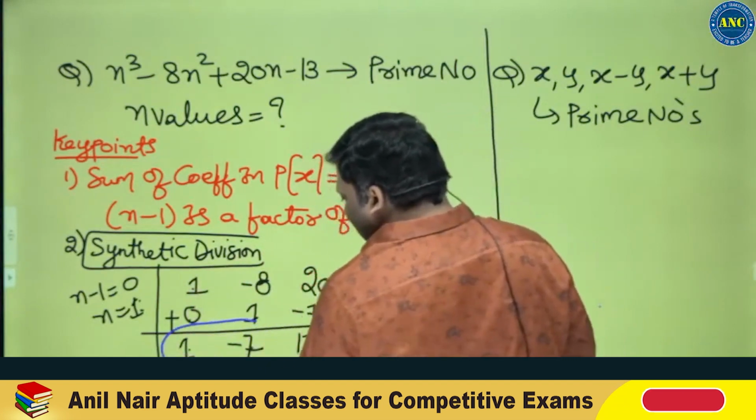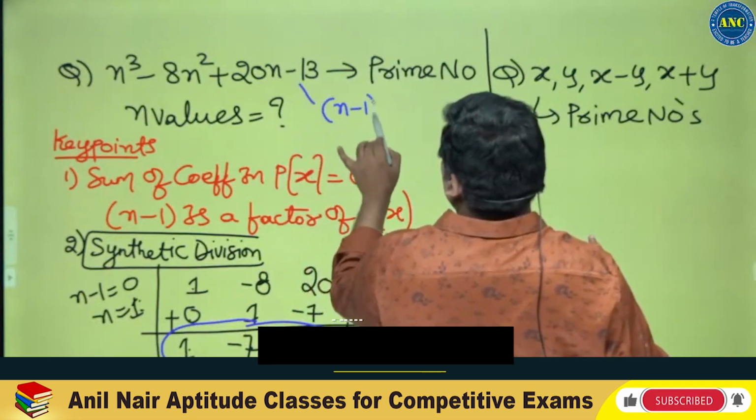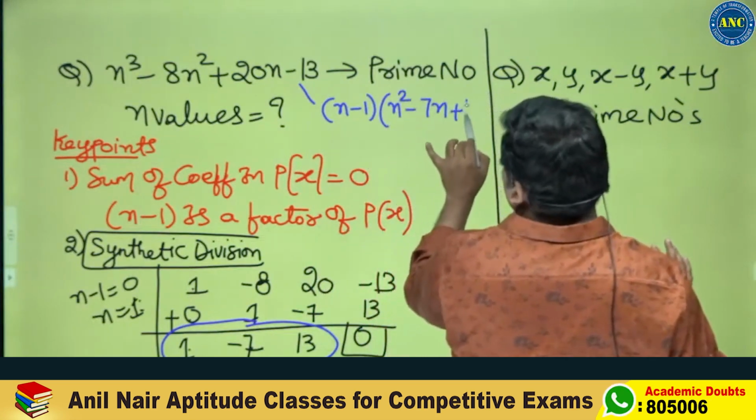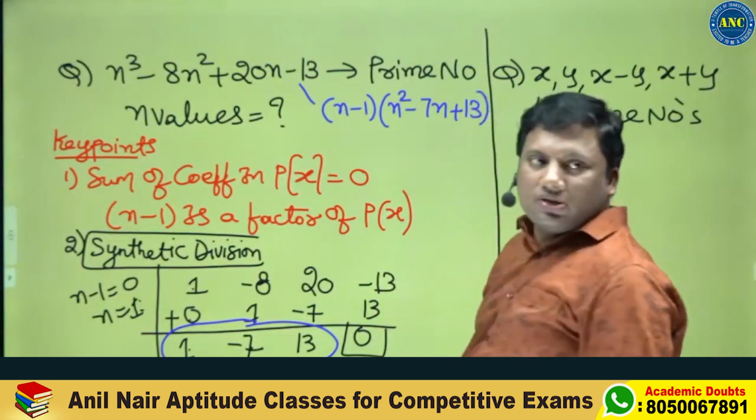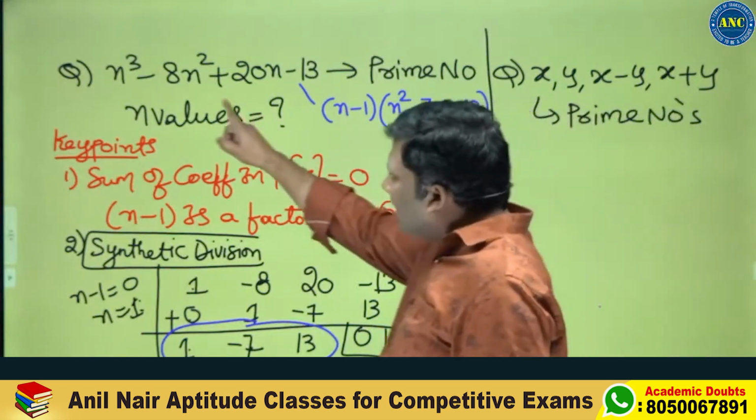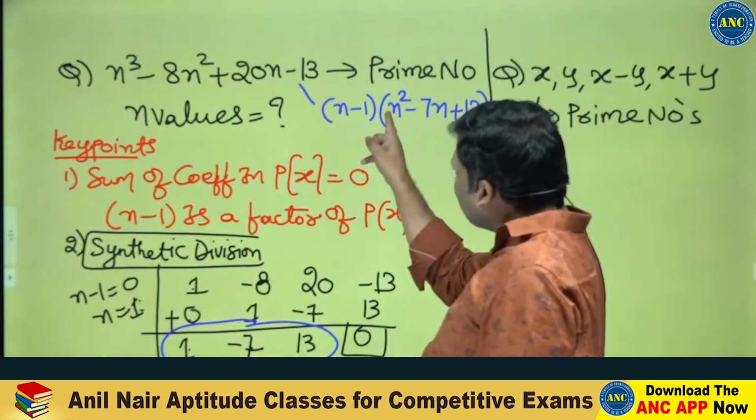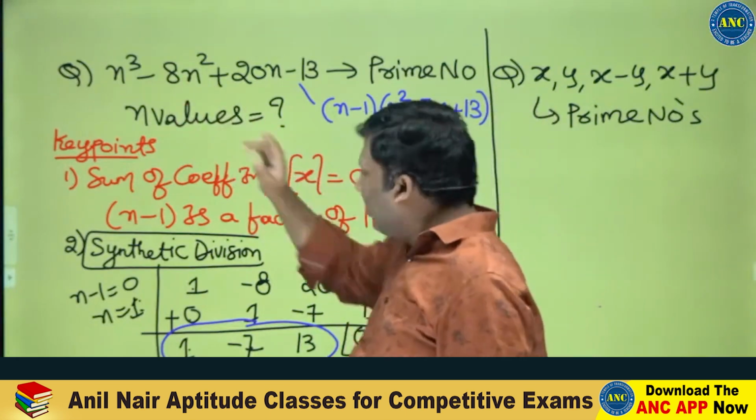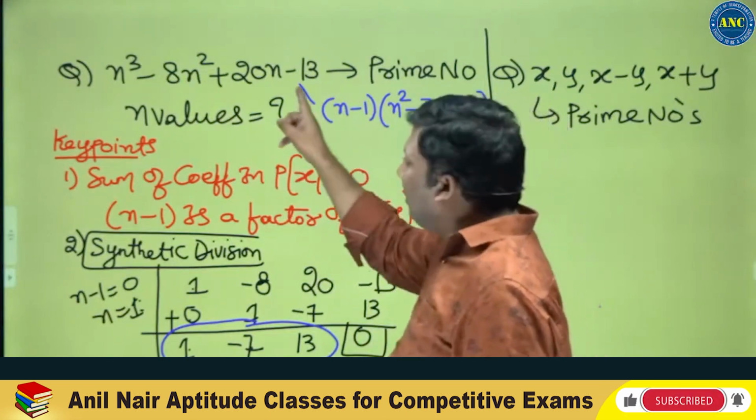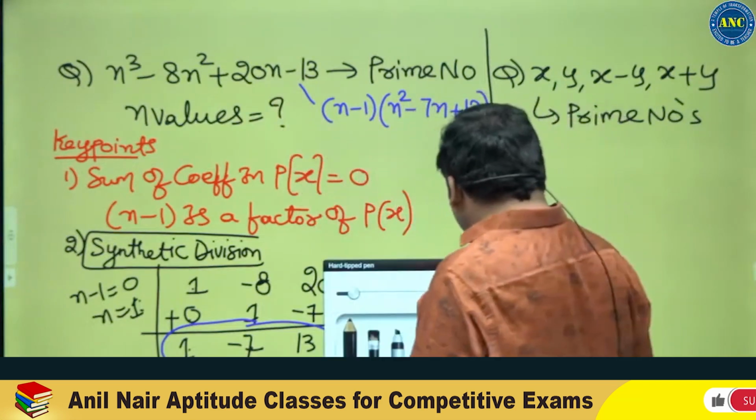So what is the remaining? The remaining is n minus 1 into n square minus 7n plus 13. If you observe, n into n square is n cube. N into minus 7n is minus 7n square, minus n square gives minus 8n square. N into 13 is 13n, plus 7n gives 20n. Minus 1 into 13 is minus 13. Now you know how to solve.